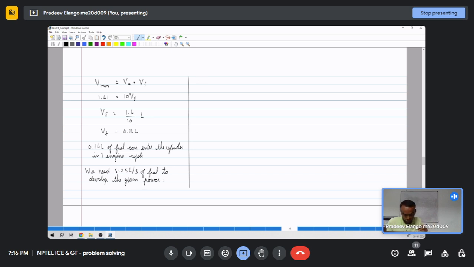So that means engine cycles per second should be 5.25 divided by 0.14. Can you calculate this? 37.5. Yes, 37.5 cycles per second. Now can you say what would be the engine speed?